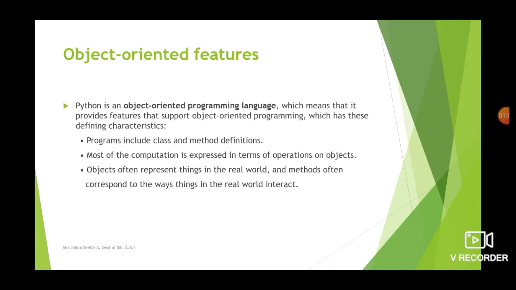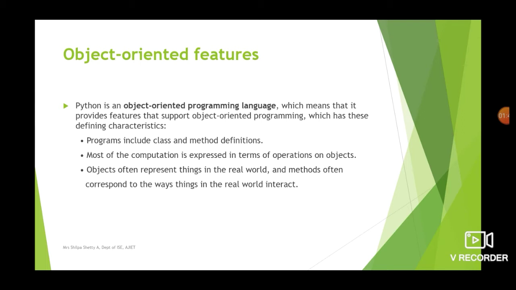Dear students, you all know that Python is an object-oriented programming language, which means that it provides features that support object-oriented programming. And object-oriented programming has these characteristics. Every program must include a class and method definition. Most of the computation is expressed in the form of operations on objects. Objects often represent things in the real world, and methods define the way these things interact in the real world.